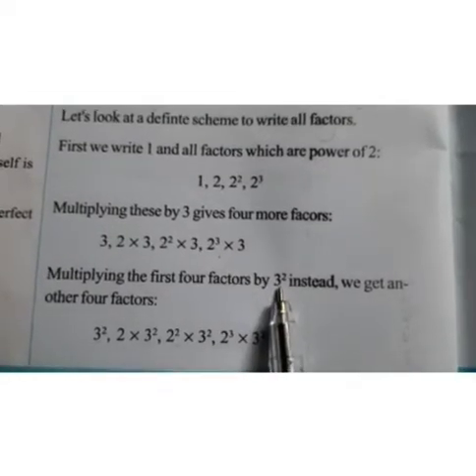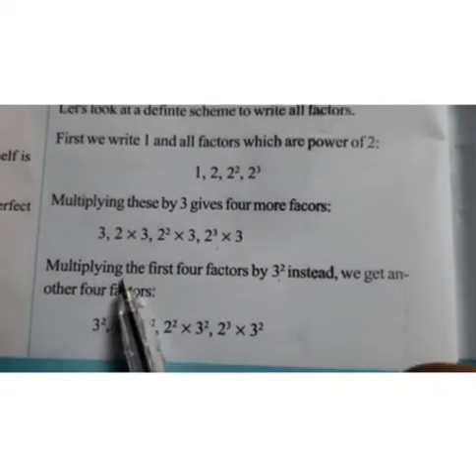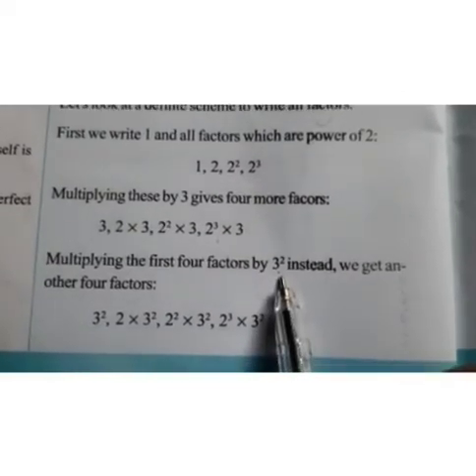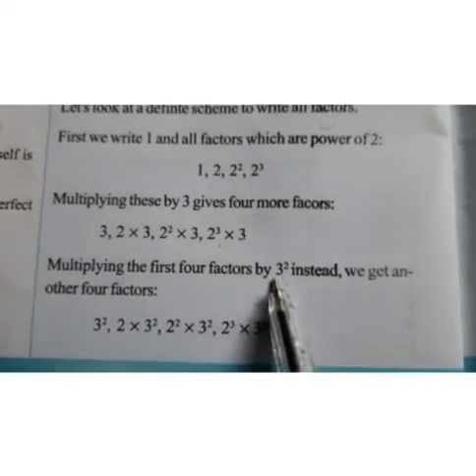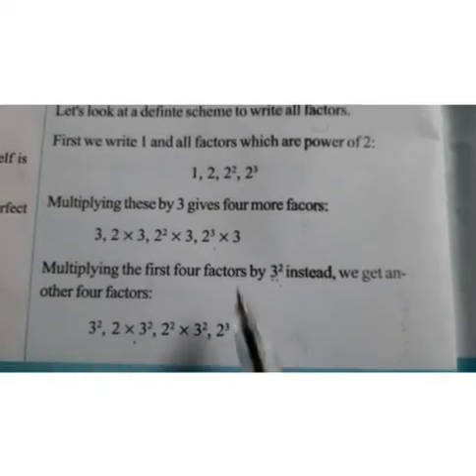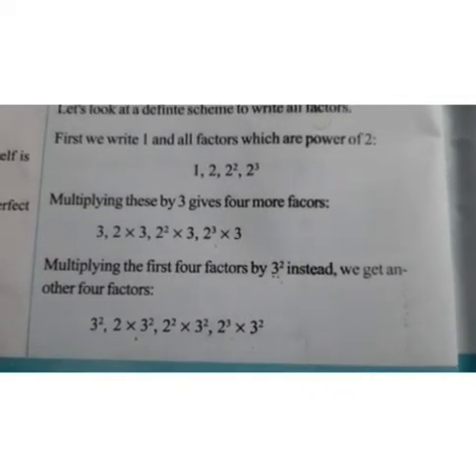Then if you multiply these first 4 factors with 3 raised to 2, we get 4 more factors again. So 1 into 3 raised to 2, 3 raised to 2, 2 into 3 raised to 2, 2 square into 3 raised to 2, 2 cube into 3 raised to 2. So we will get more factors by multiplying the numbers.